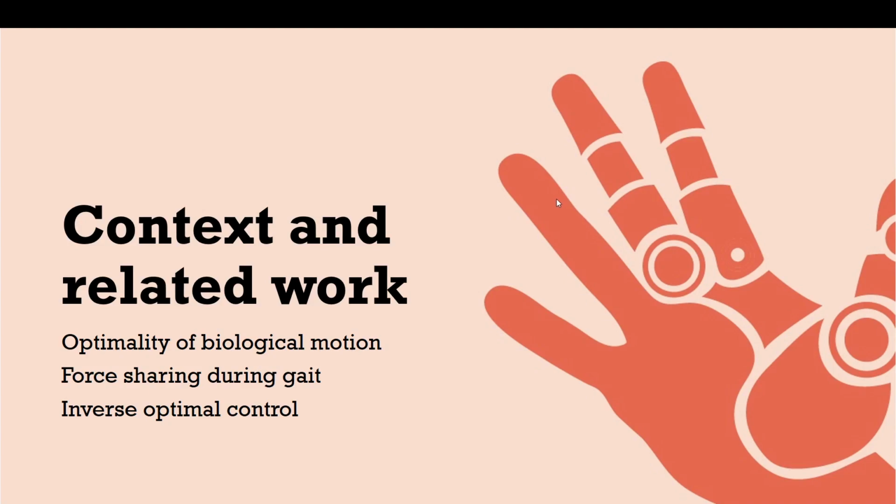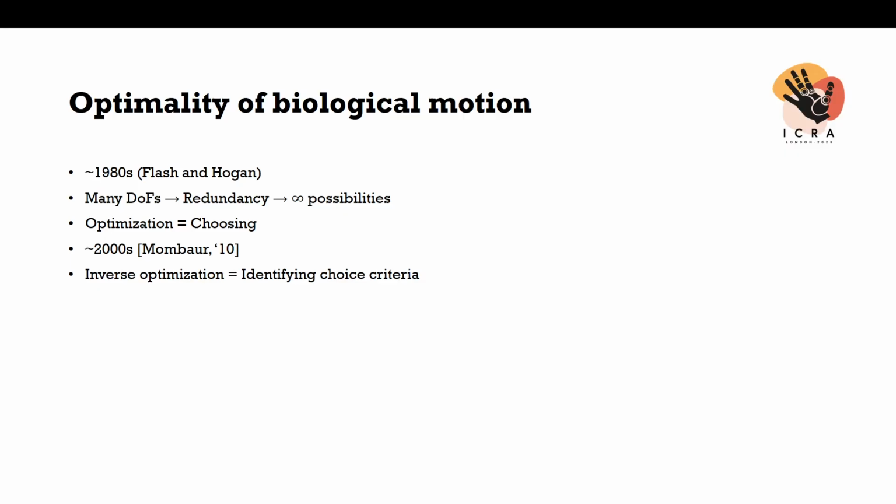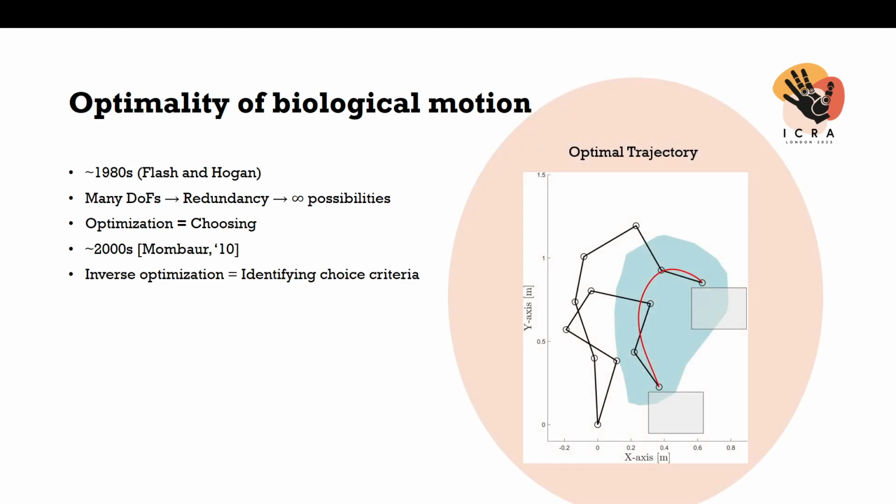I will first present the context of the paper and the related work. So, optimality of biological motion is a hypothesis that has been posed in the 20th century, with the first computational models applied to human motion in the 1980s with Flash and Hogan. The main idea is that biological systems have many degrees of freedom, which make them redundant and lend them infinite possibilities when choosing trajectories of motion. So, in some sense, the choice is modeled as an optimization problem.